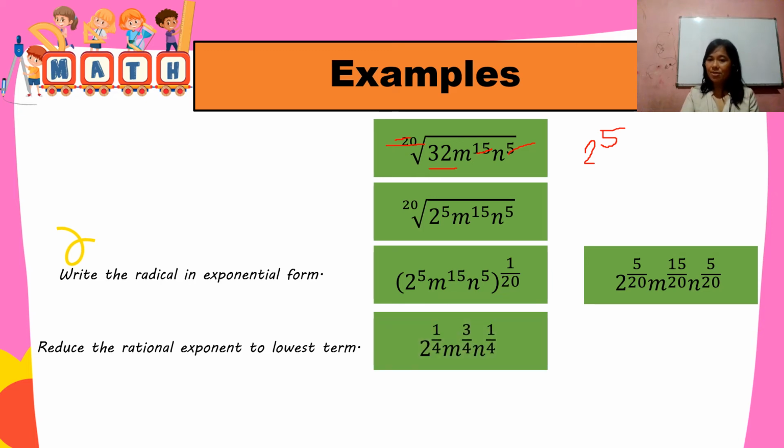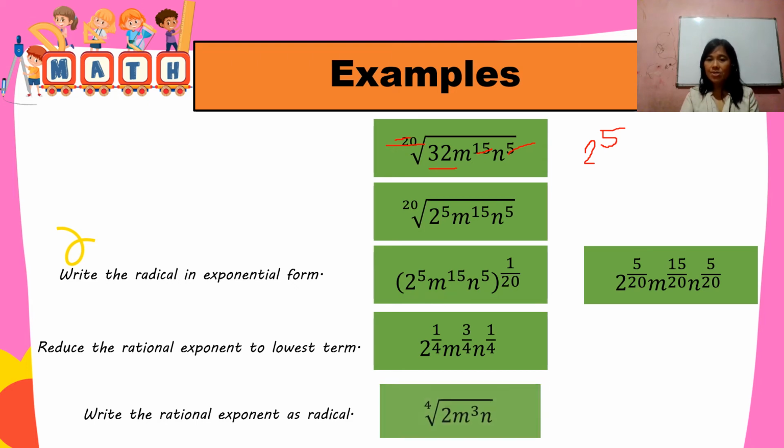So, eto na yon. Okay, so as you could see, common denominator nila yung 4, so pwede ka nang bumalik dun sa radical form. So, yung magiging index mo is yung denominator na 4. So, yan. Okay, so simplified na siya. Okay.